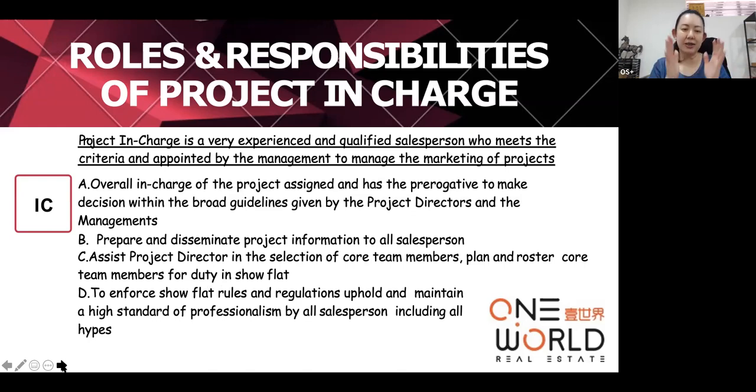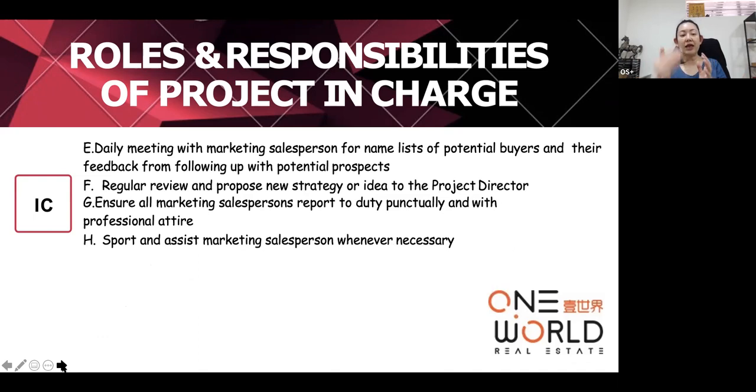So the project IC is a very important person in the project, which determines whether the project succeeds or fails. Then we're talking about the daily meeting with the marketing sales agents. They need to maintain enough salespeople to follow up with potential clients. A lot of project ICs also do a lot of marketing. When the leads come in, they distribute them to team members to follow up. They ensure the agents are competent enough to serve the prospects, hold regular reviews, and propose new strategies and ideas to the project director.